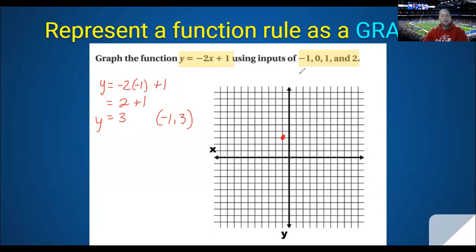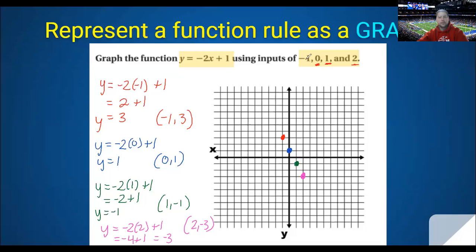All right, now take 0 and plug it in, take 1 and plug it in, and take 2 and plug it in, and we'll see what you end up with. Pause the video and record them in your notebooks right now. All right, how did you do? Check out the work and check out the points on the graph. Congratulations, you graphed a function using 4 specific inputs.